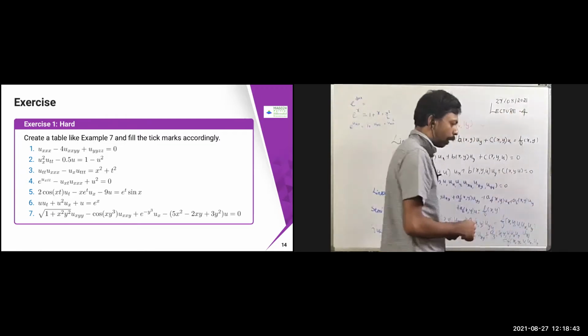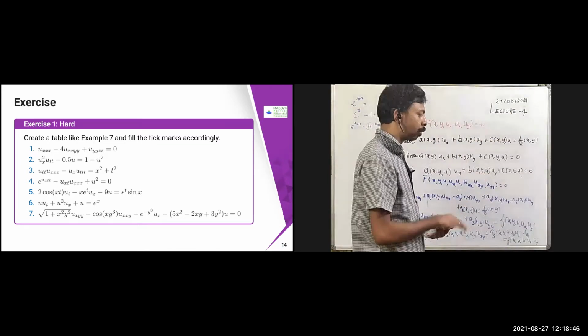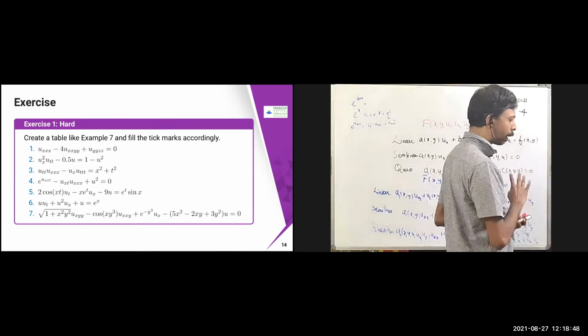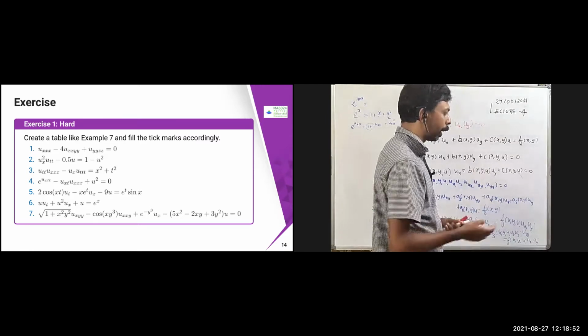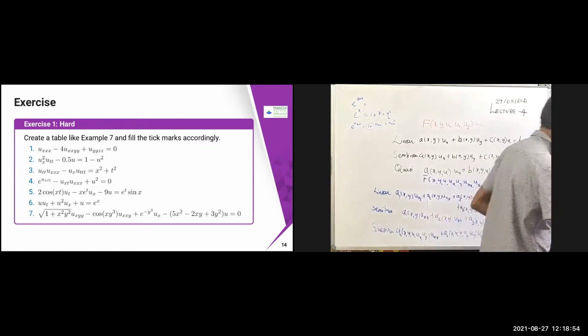Sorry, a non-homogeneous part. Many people, since the right hand side is 0, have kept it as the 0 part, but that is not the case. So you have to check it in this way. It can become a non-homogeneous part also.